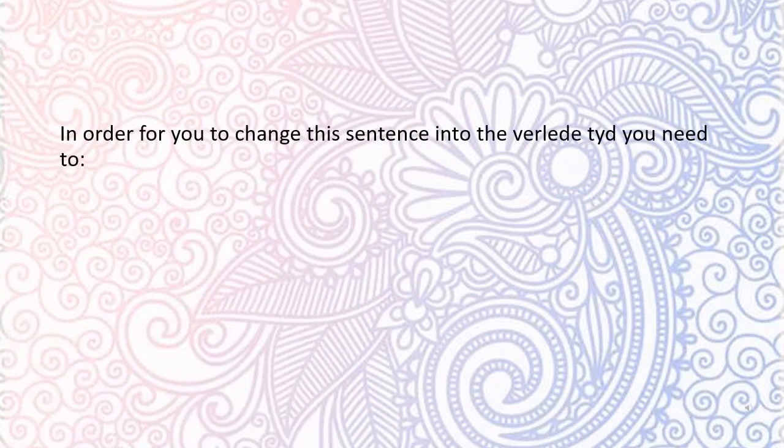When answering verlede tyd in an exam, or any rule for that matter, I like to follow an order. And my order for verlede tyd is as follows. The first thing you're going to do is identify your verb. Find your verb, and then you underline it or you label it. It's good to do this because then you know you can't make the mistake of putting your verb somewhere else.